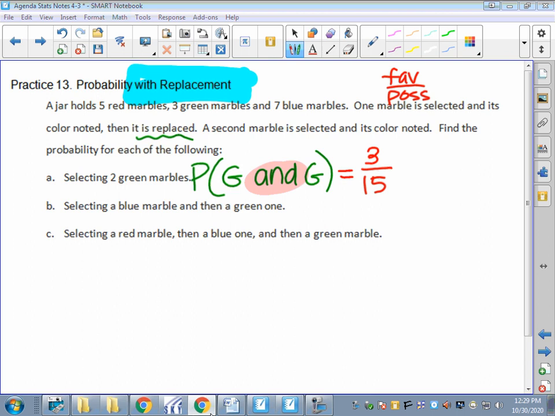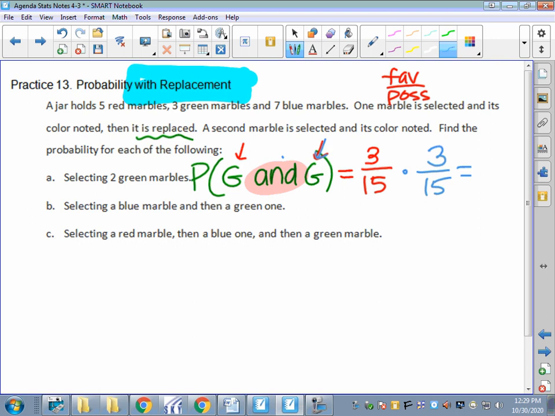I put that green marble. I always make the assumption, yes, that did happen. I picked one of those 3 green marbles out of the 15 possible. The second green, then, is I put that marble back in. So how many marbles do I still have in my jar? I've got 15 because I stuck that one back in. That's why that's important. And there are still 3 green marbles. This, right here, tells us that we are going to multiply those. So I get 3 out of 15 times 3 out of 15.